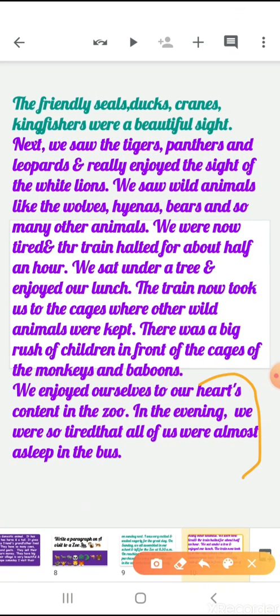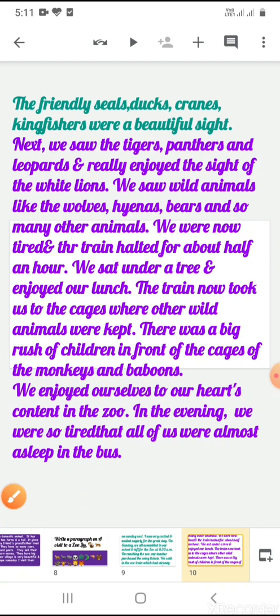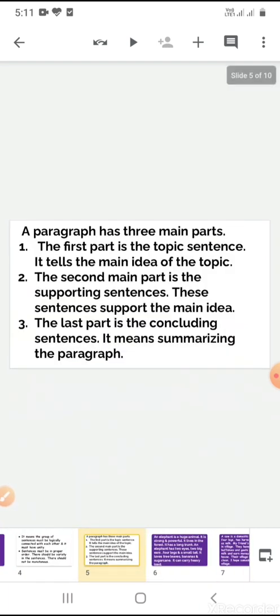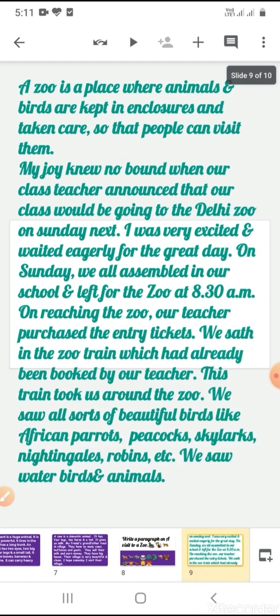From the concluding lines, we come to know that now we are ending our topic, or you can say, we are summarizing our paragraph or topic here, and these are the concluding sentences, right? So all the three parts which are needed to write a good paragraph are used here, right? So now you can write any topic, any paragraph, whichever topic is given to you, right?